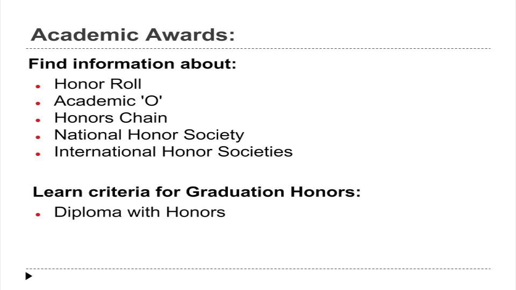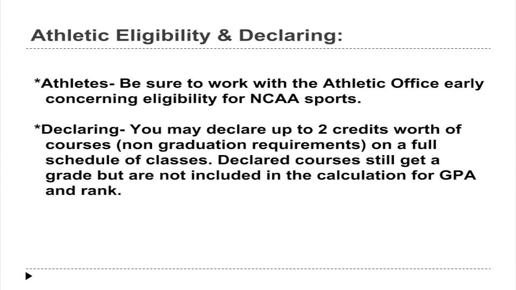Academic Awards. Here you can find information about Honor Roll, Academic O, Honors Chain, National Honor Society, and International Honor Societies. If you want to make sure you are meeting the criteria for the diploma with honors, you need to make sure you do so prior to graduation. See your counselor if you are not sure if you have taken the classes that may be required. If you are an athlete, make sure you are working with the athletic office early concerning eligibility for NCAA sports.